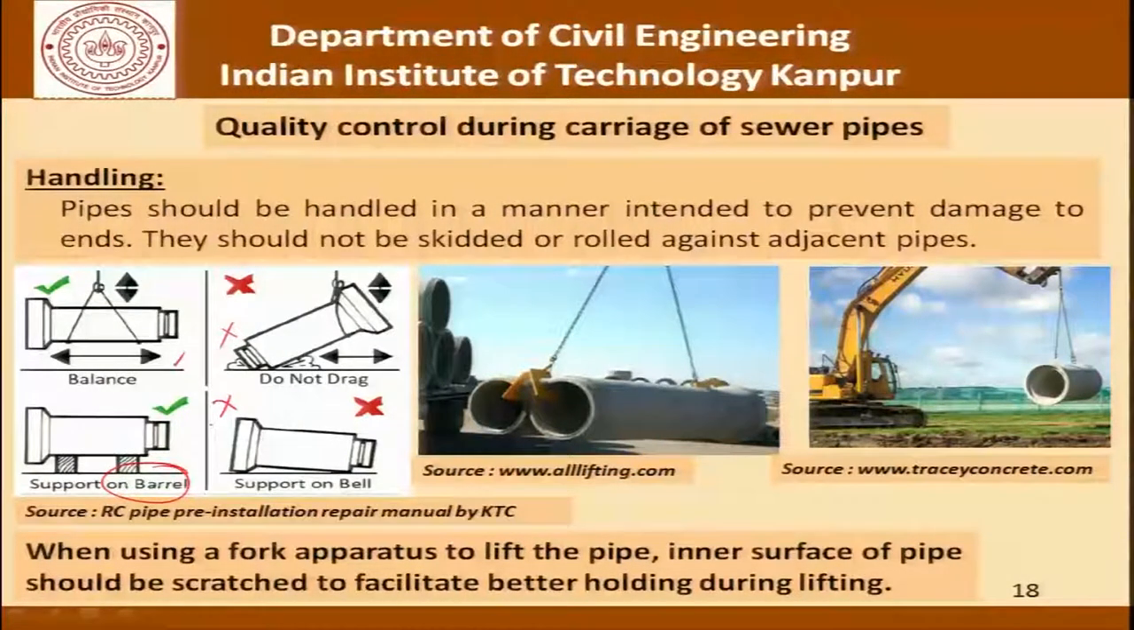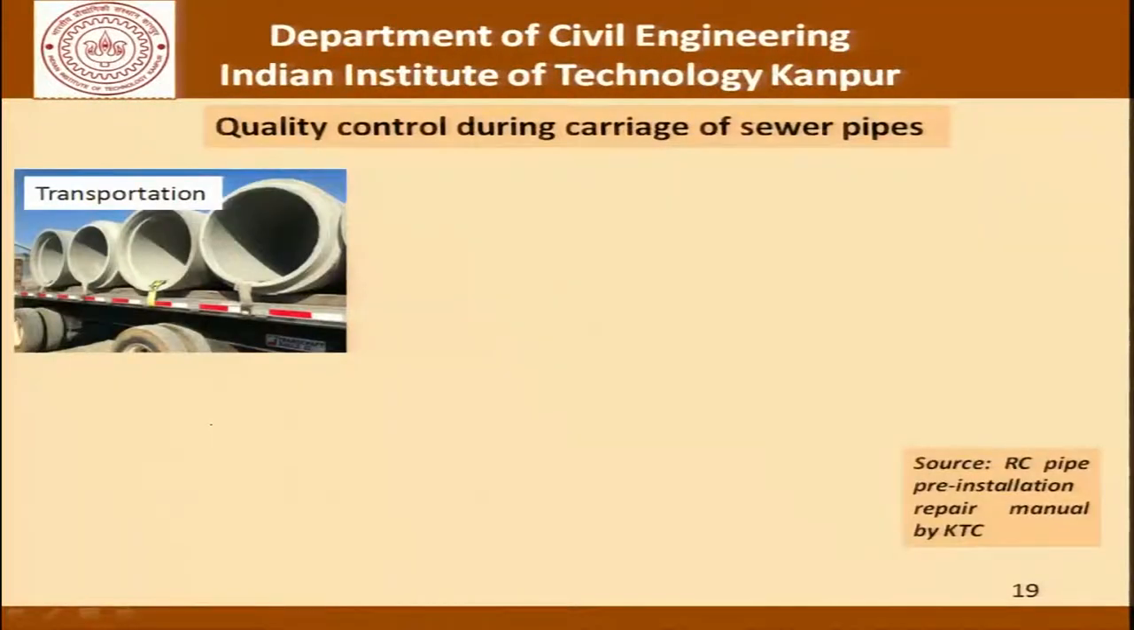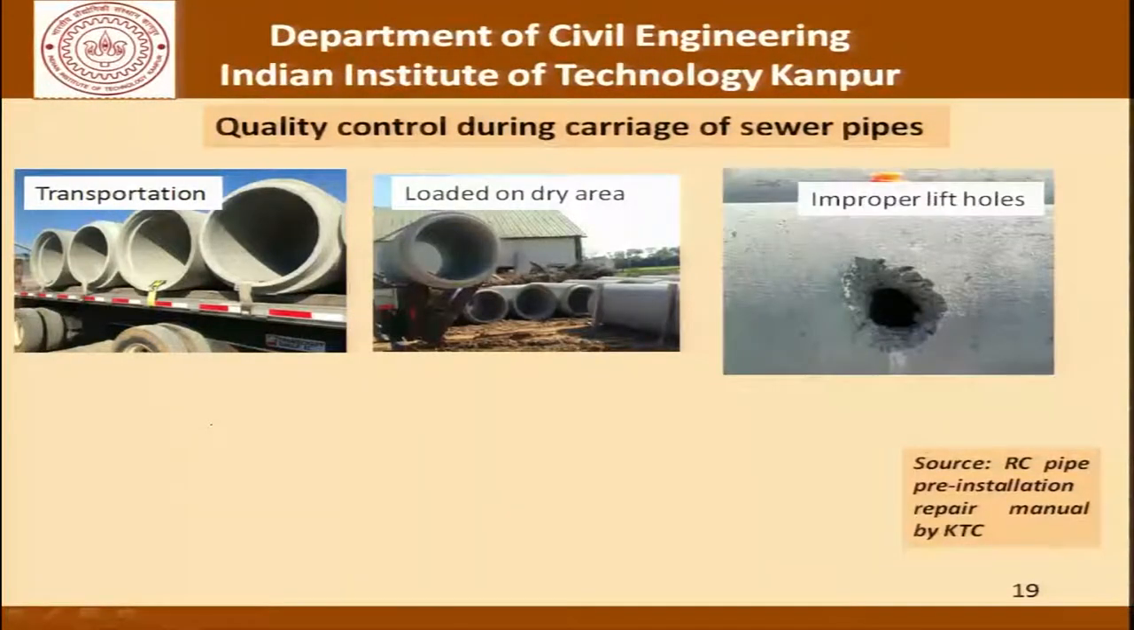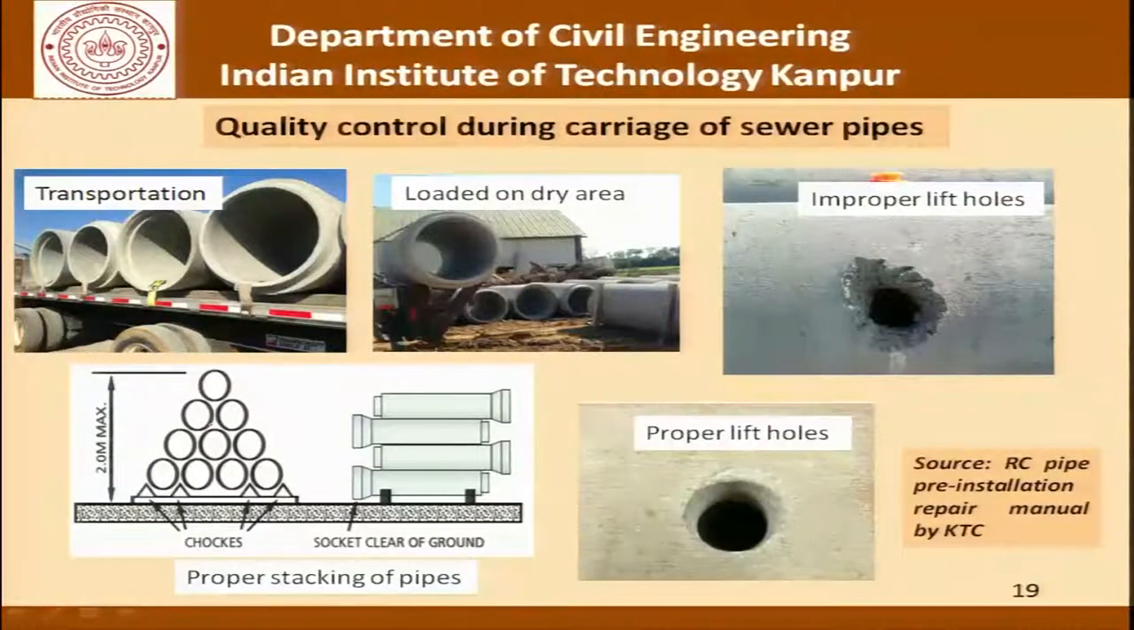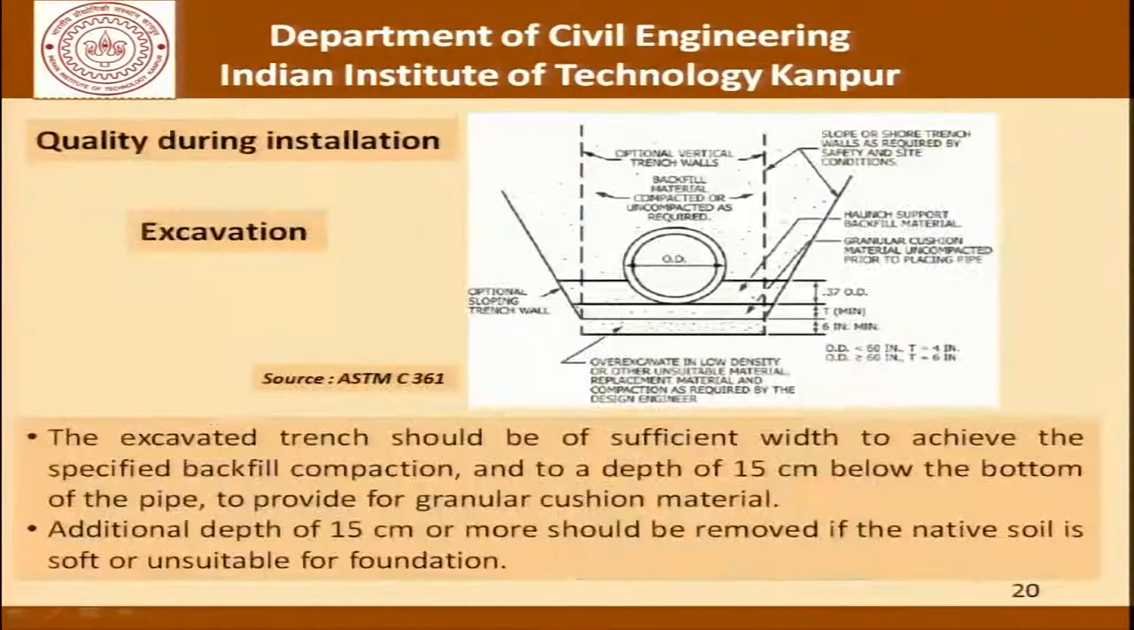They should not be skidded or rolled against adjacent pipes, and when using a fork apparatus to lift the pipe, the inner surface of pipe should be scratched to facilitate a better holding during lifting. When it comes to transportation, loading on dry area, improper lift holes, proper stacking of pipes and proper lift holes, these are some of the other issues which are important when it comes to ensuring proper quality control during the carriage of the sewer pipes.